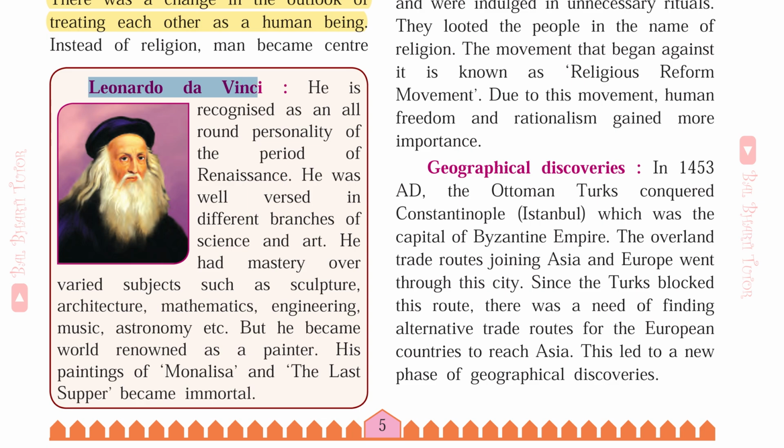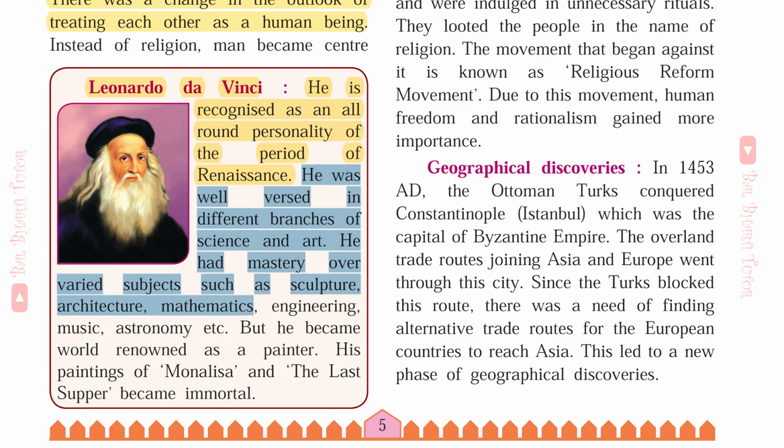Leonardo da Vinci. He is recognized as an all-round personality of the period of Renaissance. He was well versed in different branches of science and art. He had mastery over varied subjects such as sculpture, architecture, mathematics, engineering, music, astronomy, etc. But he became world renowned as a painter. His paintings of Mona Lisa and the Last Supper became immortal.